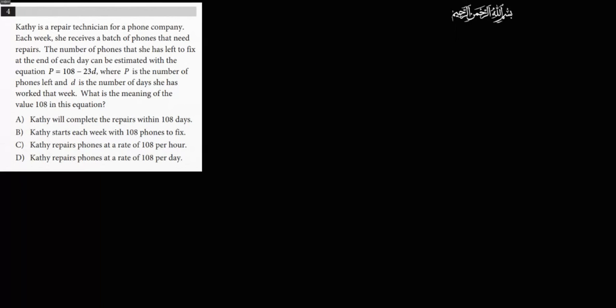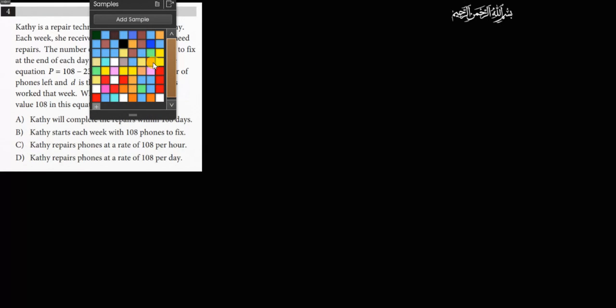And let's do question number 4. That's about Kathy. Let's see what she's up to. So Kathy is a repair technician. She's doing something productive. It looks like Kathy's a repair technician for a phone company. So here's Kathy sitting there every day at a phone company repairing phones, probably because they're busted from all that texting. Anyway, Kathy's a repair technician for a phone company. So each week she receives a batch of phones that need to be repaired. The number of phones that she has left to fix at the end of each day can be estimated with this equation. So she starts out with a certain number of phones delivered.